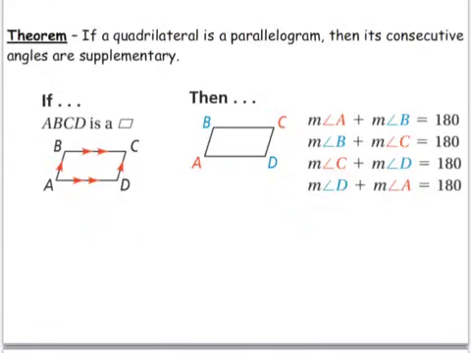Here's our second theorem. It says that if a quadrilateral is a parallelogram, then its consecutive angles are supplementary. And remember, consecutive angles are the angles that are beside each other. We're not going to prove this one here, but you guys are going to be responsible for proving this one on your own. But here's a hint. You know angle B and angle C are consecutive, and you have some parallel lines and a transversal, and that's probably all I need to say about that.